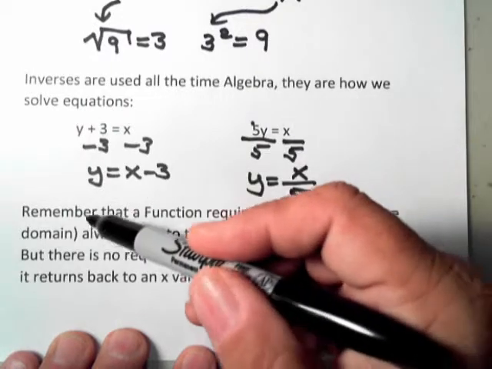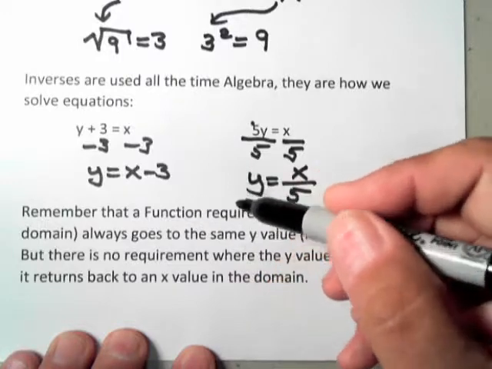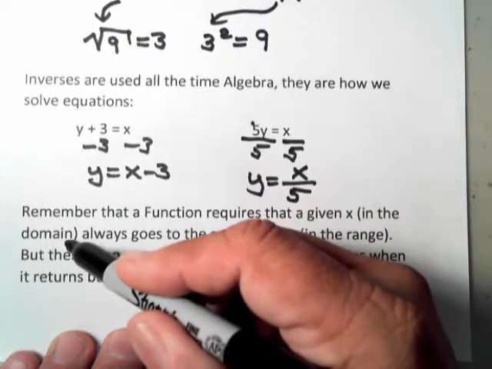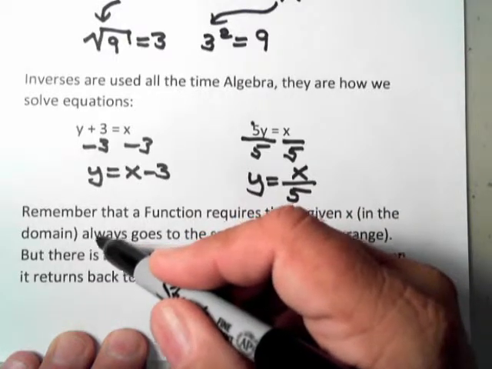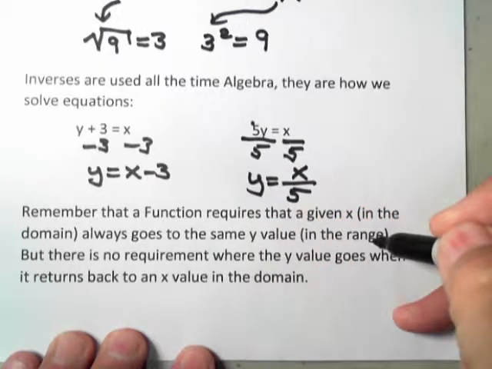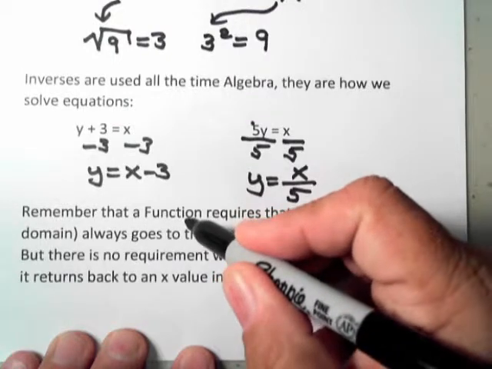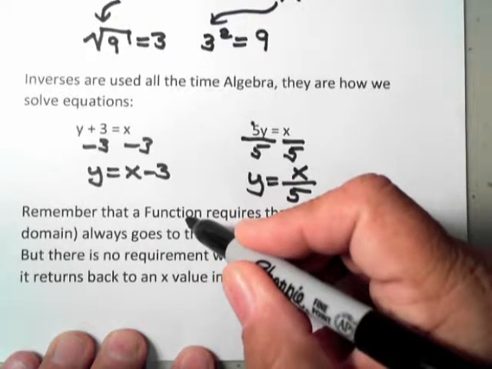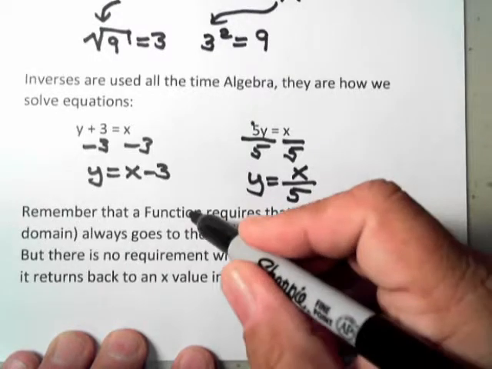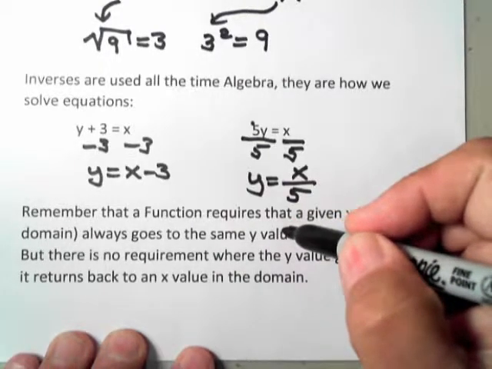Now, in a recent section here, we talked about what a function was. And a function requires that if you give it an x value, and that of course is in the domain of the function, that x value then always has to go to the same y value which is in the range. So that was the requirement for a function. If you keep giving it x equals, let's say, 5, and then y comes up 9, every time you give it x equals 5, you better get that 9, and that's what makes it a function.